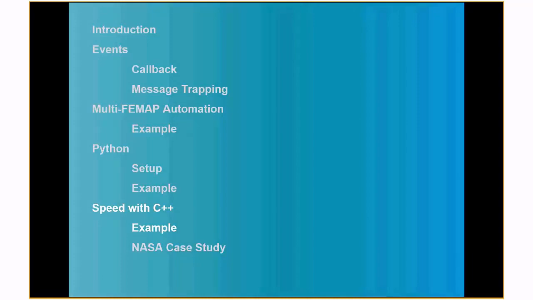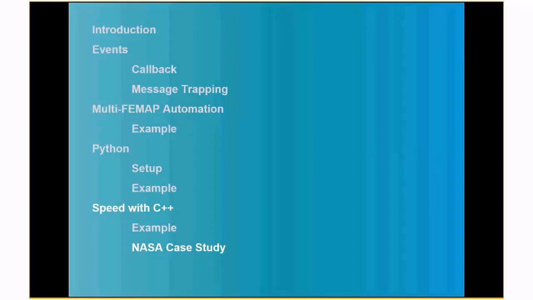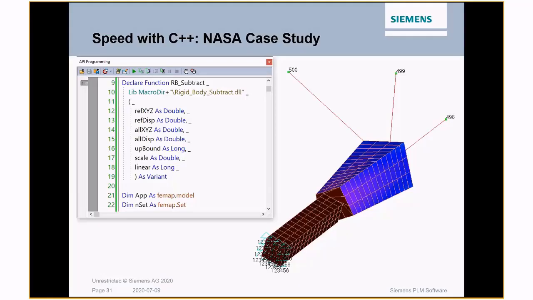I'll show you, there's our fast loop demo. We already moved past that. So we had a 55 times improvement there. Into the NASA case study. So this is just like we had in the fast loop example. We've got a DLL that we compiled here, but you can see it's got a few more parameters.